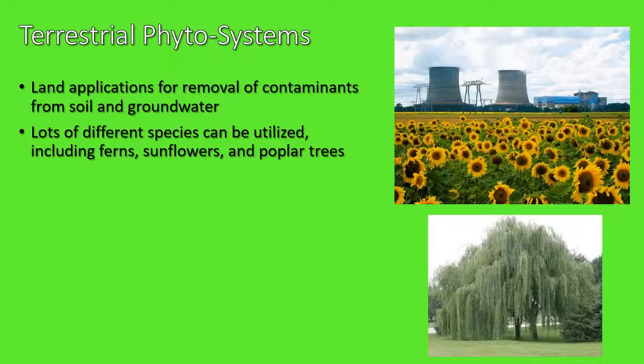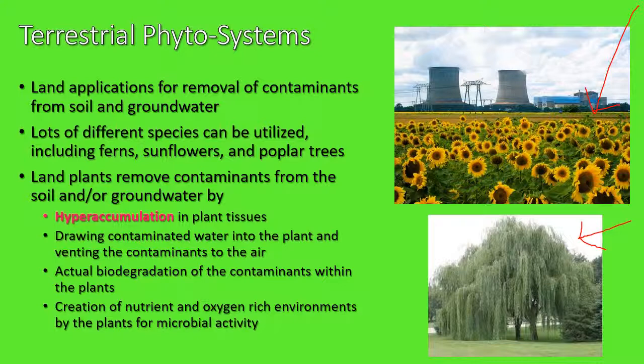There's tons of different species that can be utilized: ferns, sunflowers, poplar trees. Here is pictured a willow tree, which are really good. And here is a picture, I believe this is, I can't remember which nuclear power plant, it might be Fukushima, but you can see the sunflowers that are being grown right beside it. And we're going to talk more about that application later. So these are just going to be land plants that remove contaminants from the soil and or groundwater.